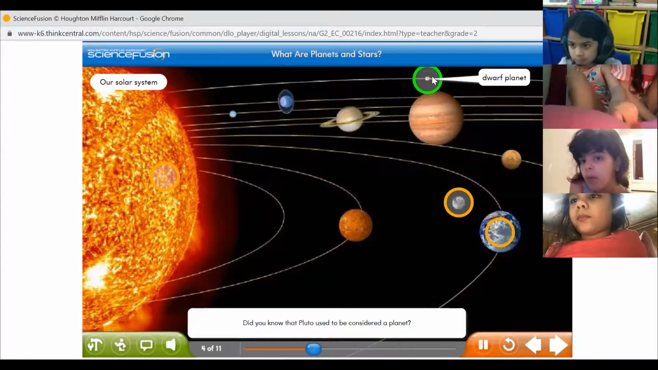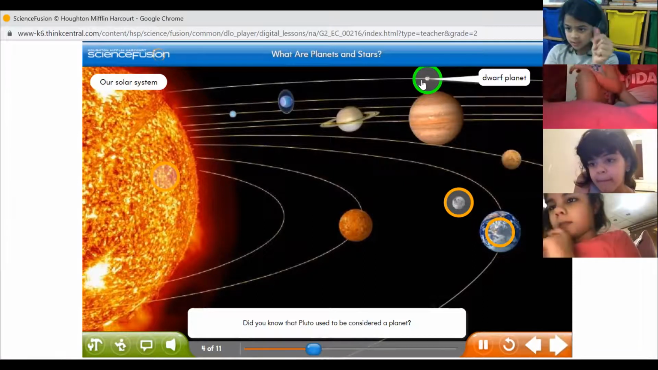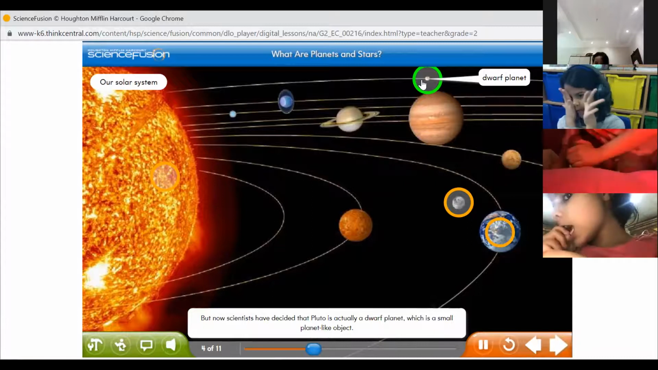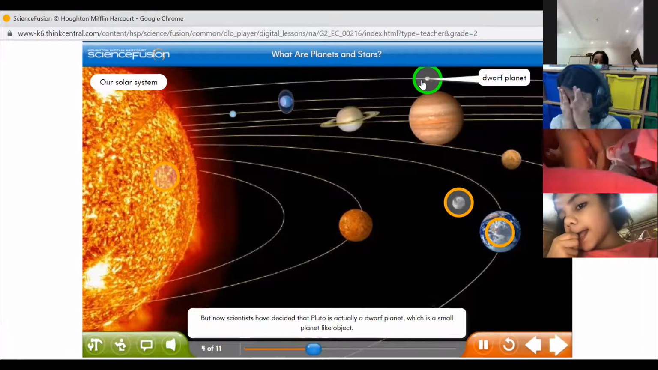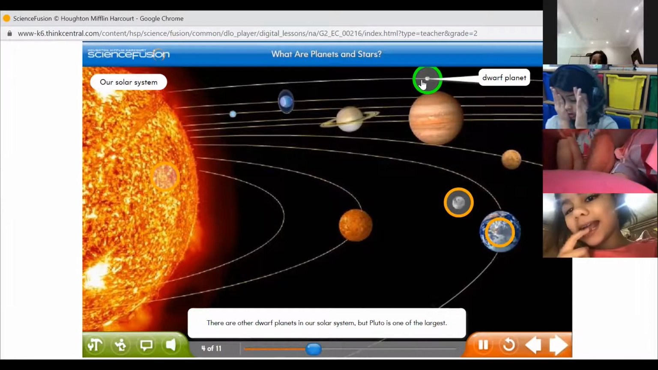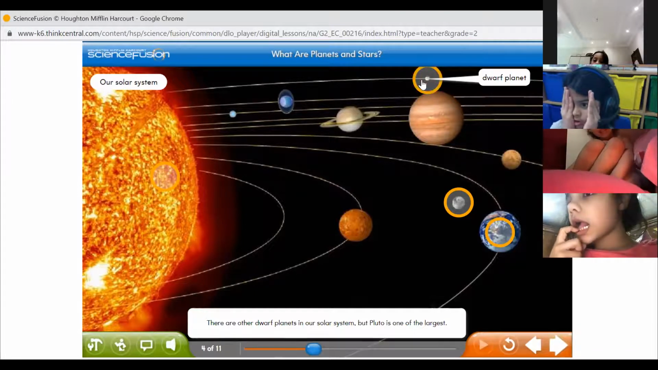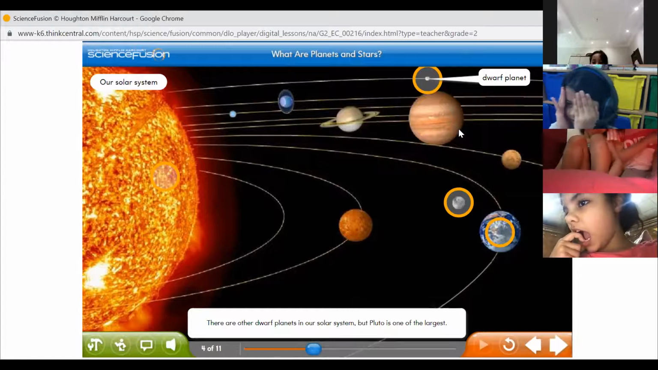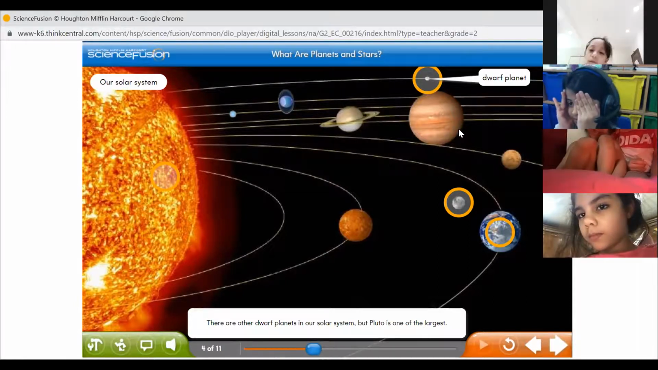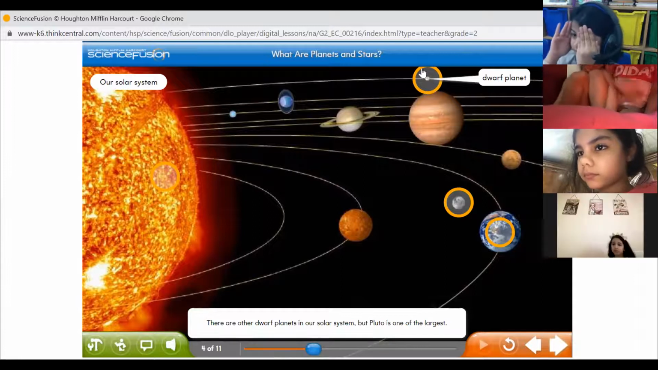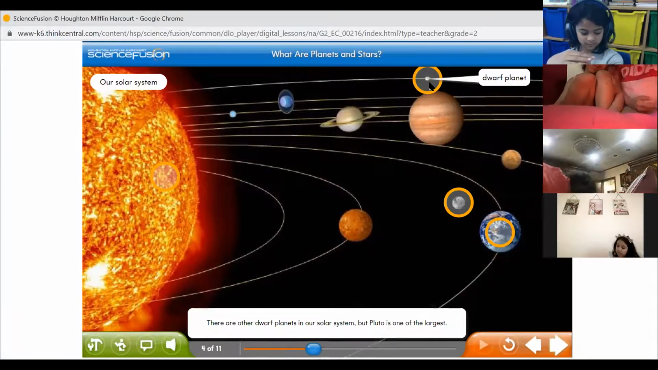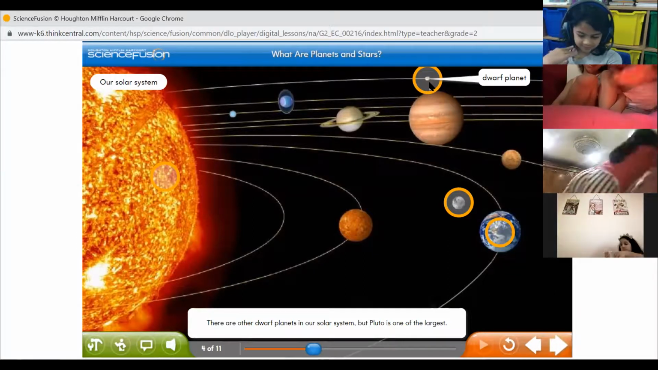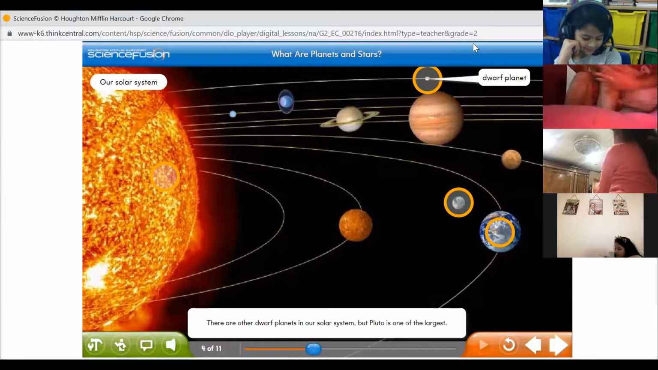Now let's take a look at the dwarf planet. What are dwarf planets? Did you know that Pluto used to be considered a planet? But now, scientists have decided that Pluto is actually a dwarf planet, which is a small planet-like object. There are other dwarf planets in our solar system, but Pluto is one of the largest. So dwarf planets look like planets, but they are not really planets. That's why they call it dwarf planets. Before, we used to have Pluto as one of our planets, but now scientists decided that Pluto is a dwarf planet and not a real one.